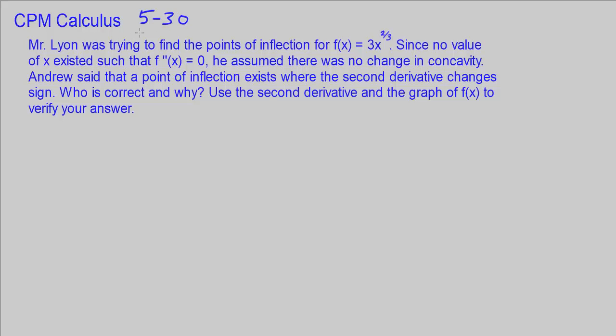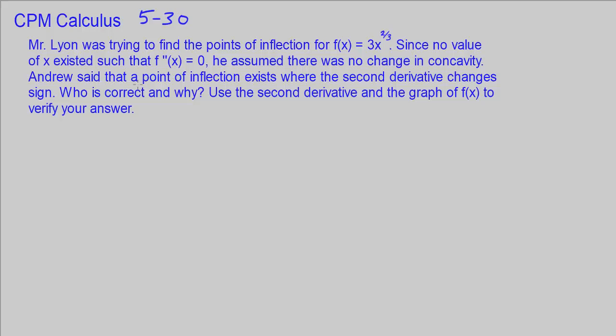This is CPM Calculus Chapter 5, number 30. Mr. Lyon was trying to find the points of inflection for the function f of x equals 3x to the power of 2/3. Since no value of x existed such that f double prime of x is equal to 0, that's the second derivative, he assumed there was no change in concavity.